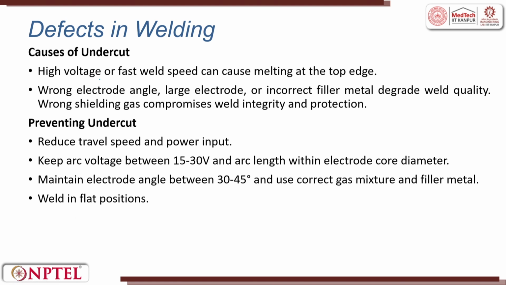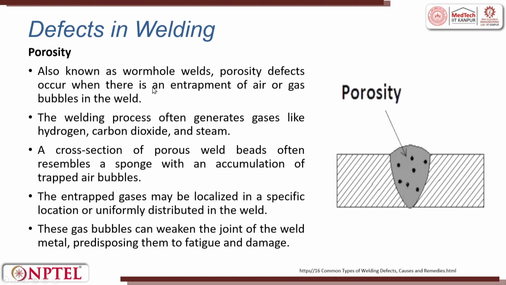These are the causes: high voltage and fast speed leading to undercut. Wrong electrode angle is also one of the major things. Then porosities, it is the same as what we had in casting, also known as wormhole weld. Porosity defects occur when there are entrapments of air and other gas bubbles in the weld zone. During the welding process, hydrogen, carbon dioxide and steam are generated, which has to be avoided.